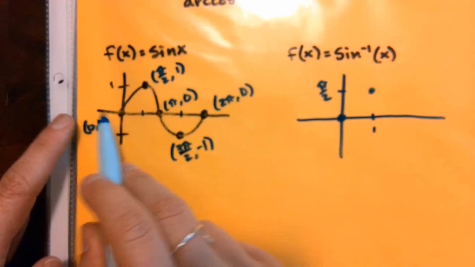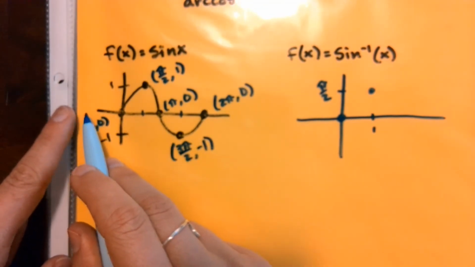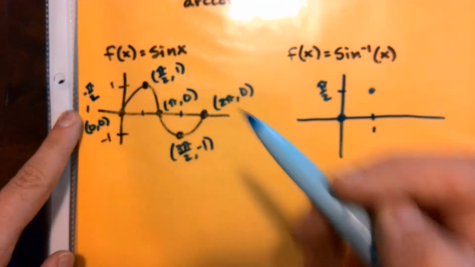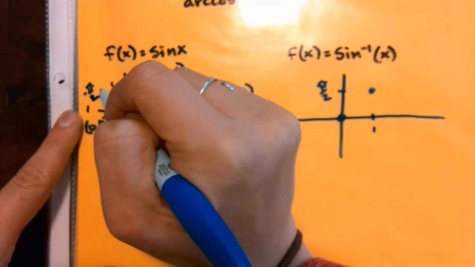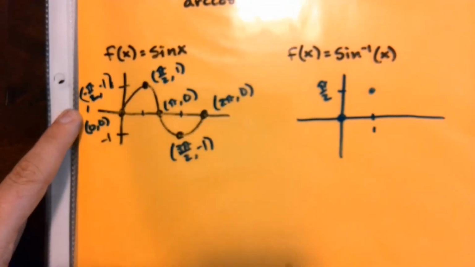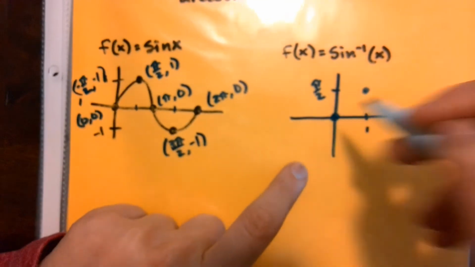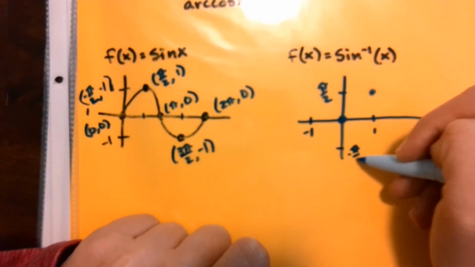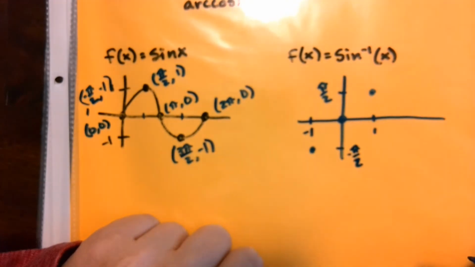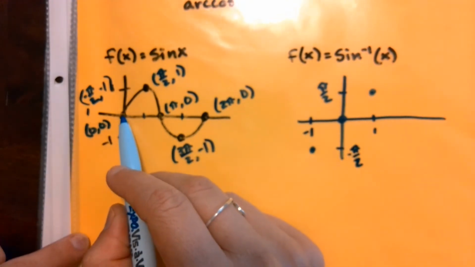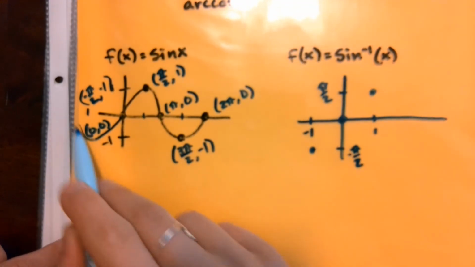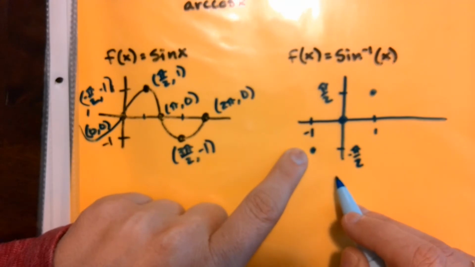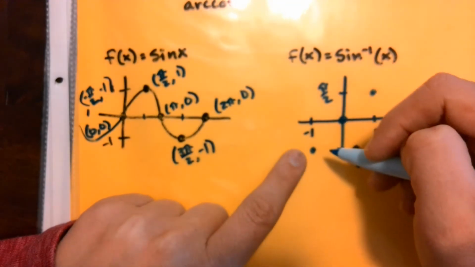But instead, I'm going to go the other direction and say that my negative pi over 2 is normally at a negative 1. So that means that for my inverse, I'm going to have negative 1, negative pi over 2. So I've got this point right here. And the same issue is going to happen if I continue going back up with this, then I'm going to have my function back close to the y-axis, and so it's not going to be a function anymore.